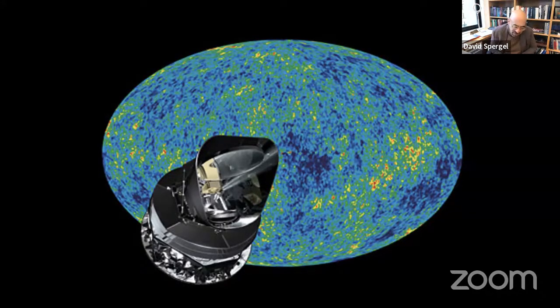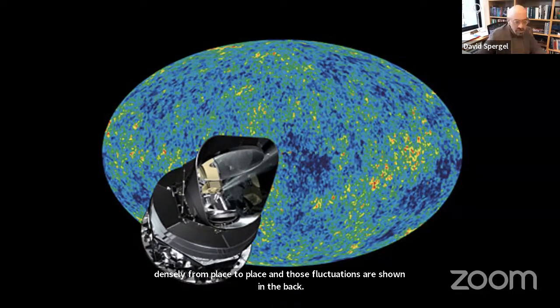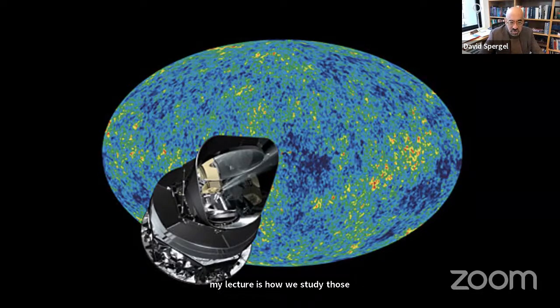This shows an image of the Planck satellite with a map of the fluctuations of the microwave background. While the microwave background is nearly uniform with a temperature of about 3 degrees above absolute zero, there are tiny fluctuations, tiny variations at the level of a few millionths of a degree, tens of millionths of a degree, in the temperature of the universe from place to place, representing variations in density from place to place, and those fluctuations are shown in the map. What I want to turn to in the remaining 20 minutes of my lecture is how we study those fluctuations and use them to determine the basic parameters.